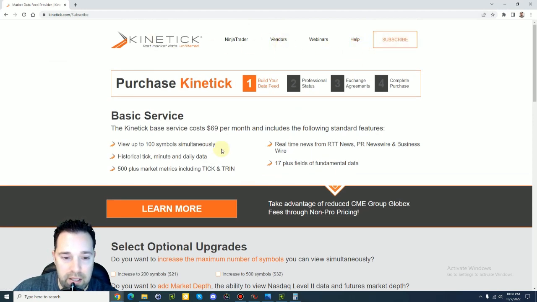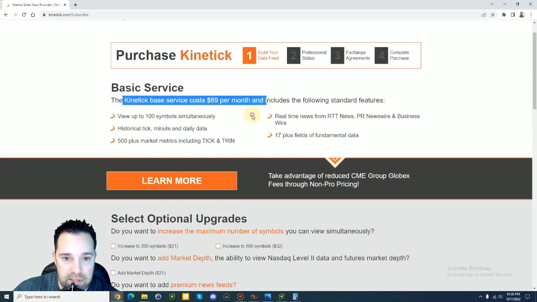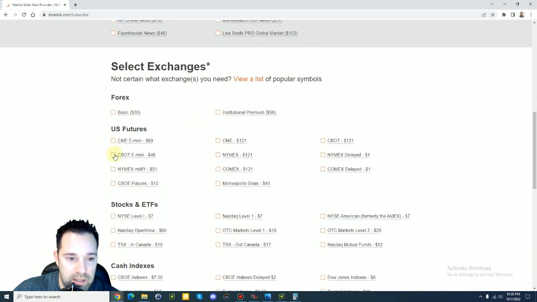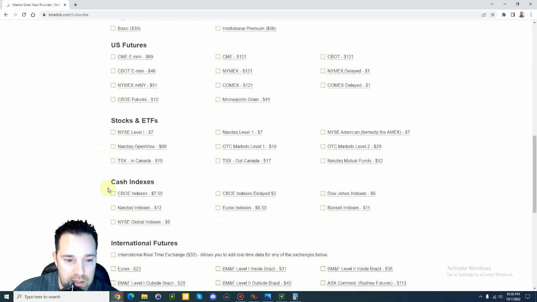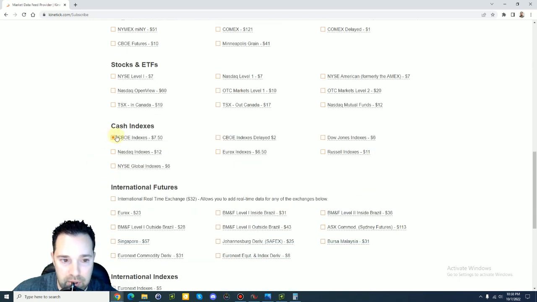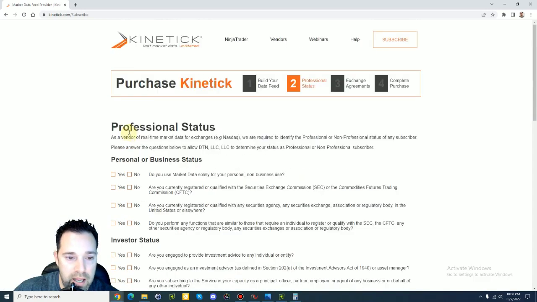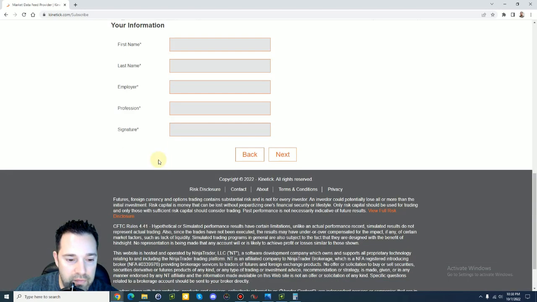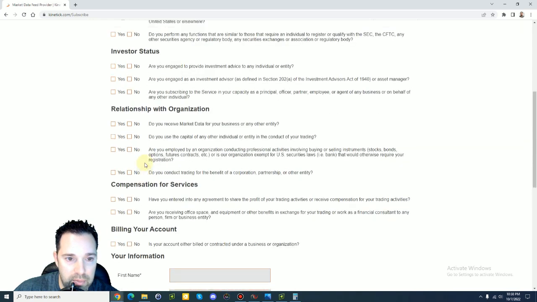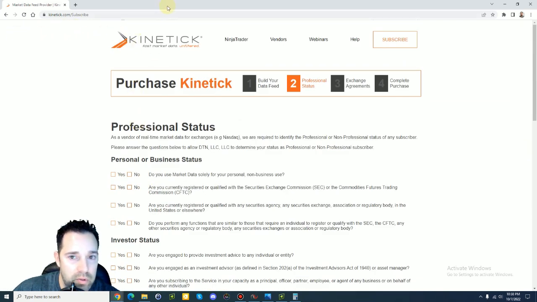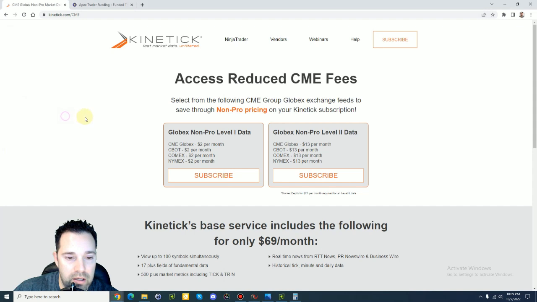You just go to this page. It's going to automatically be $69 a month. Select whether or not you need the CBOE indices if you're trading Simplicity. Okay, you're going to go to next. Fill all this good stuff out. And then once you've done that, you're going to go to this link here, once you have everything set up, and subscribe to non-pro level 1 data or level 2. And you're going to get a bundle price, okay? That's all you need to do.